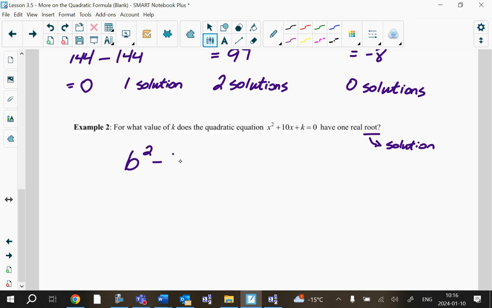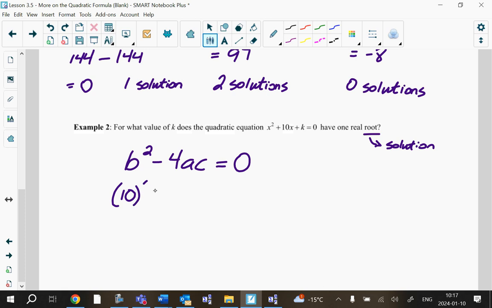That means equals what? No, 0, 0. Good. If it has one solution, doesn't the discriminant have to equal 0? So I just wrote that. Well, now let's fill in what we know. What's B? 10. I'll put parentheses this time.